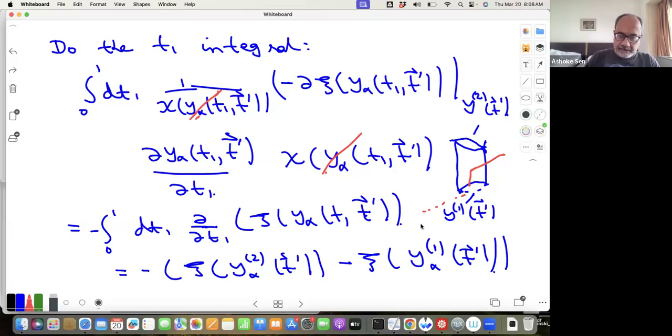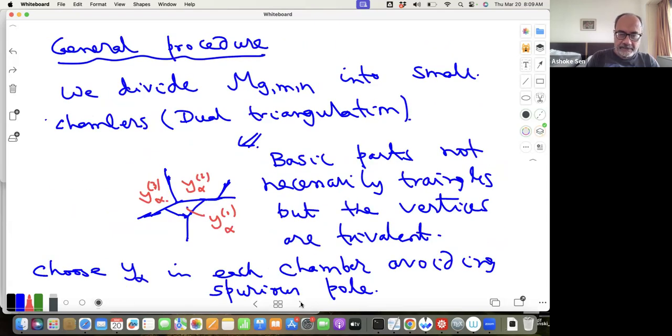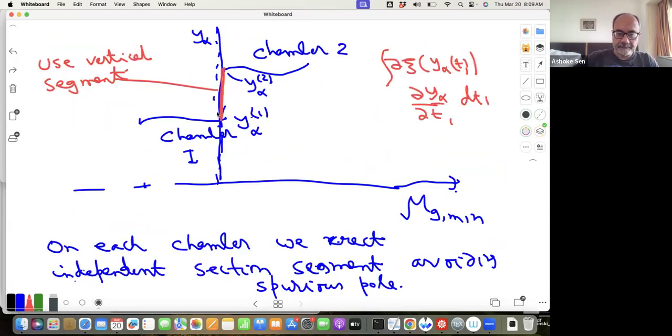So the choice of section, just like here you erected a vertical cylinder, here what I'm saying is that instead of waiting for where the spurious pole is coming, we just erect vertical segments whenever at the junction of two chambers. Some of these may encounter spurious pole, some of these may not. But if it encounters spurious pole, you know that it doesn't affect the integral because the final integral is only a difference between the top and the bottom. Is this point clear?